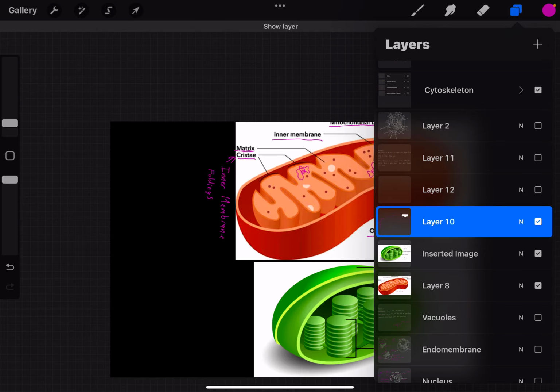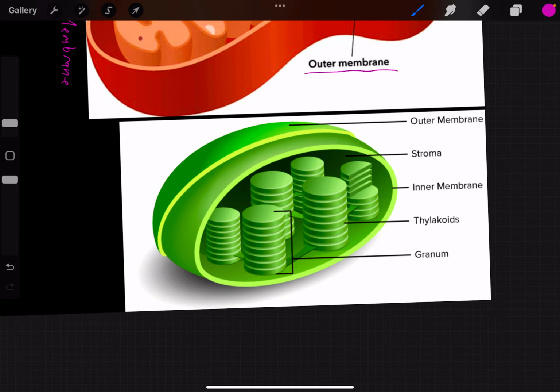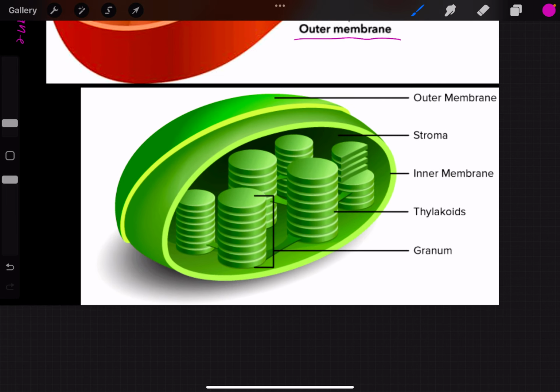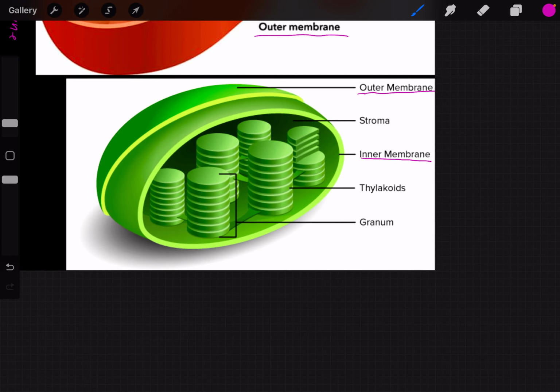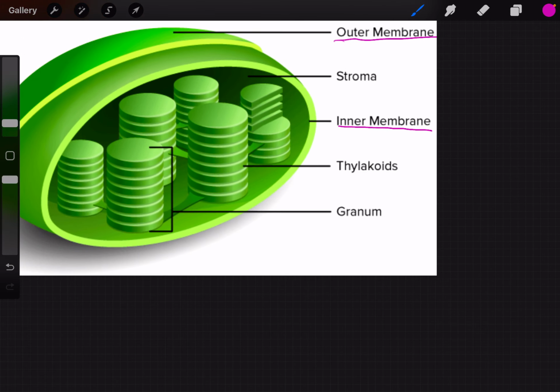The next thing we have is the chloroplast. I don't think we really talked much about it in class, but it kind of has three membranes. It has an outer membrane, which is smooth. It has an inner membrane, which is also smooth. It's not like foldings like the mitochondria. But now there's three new terms that we have to learn here.